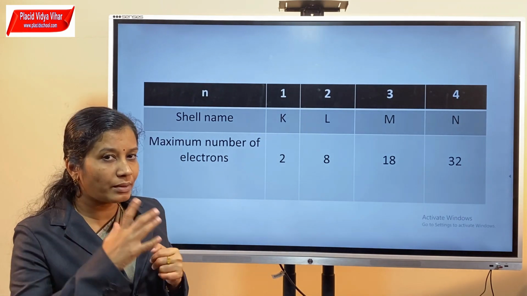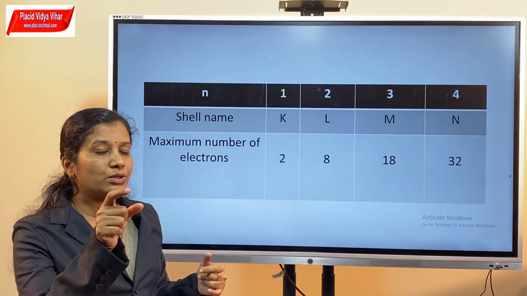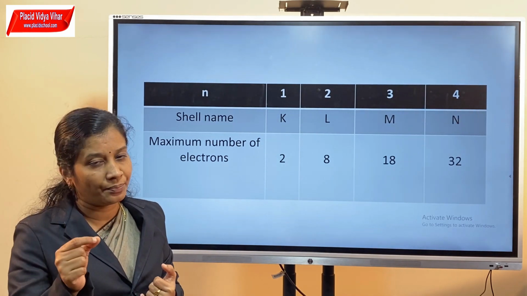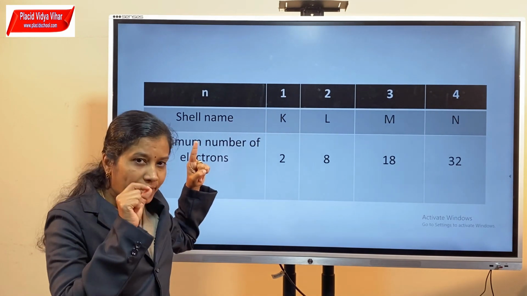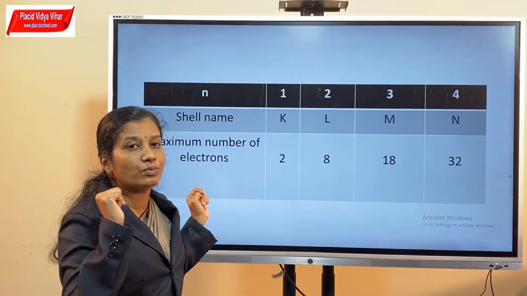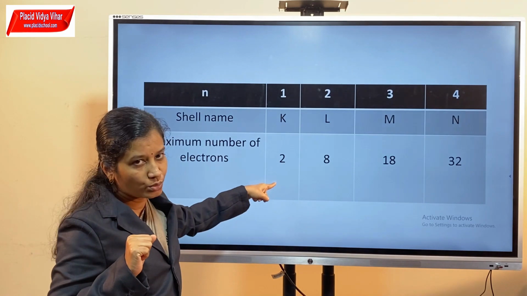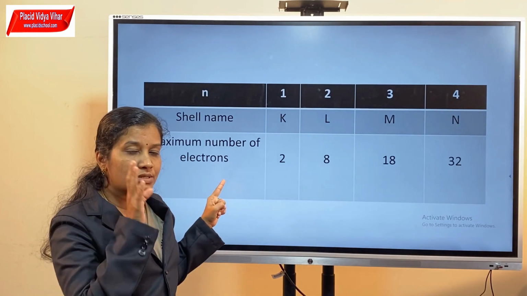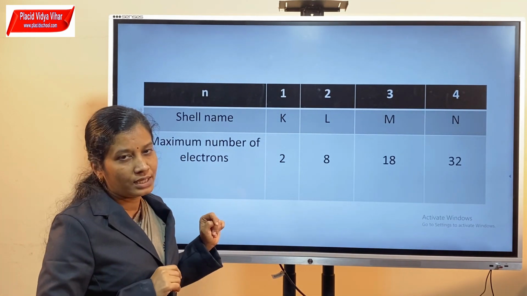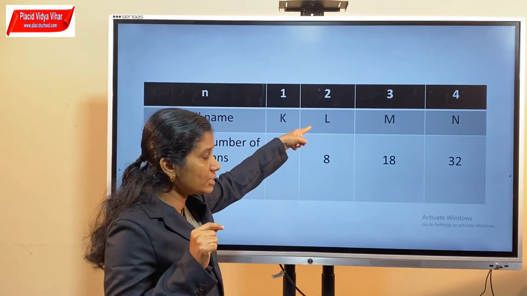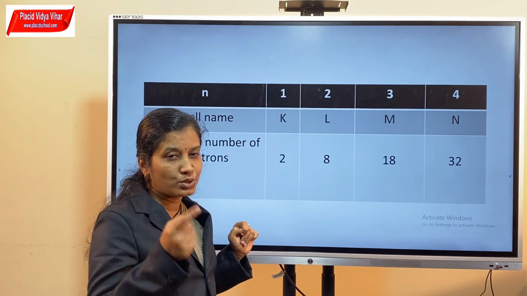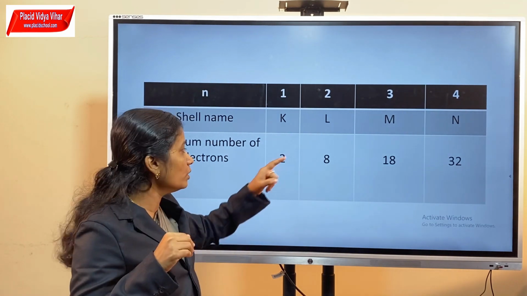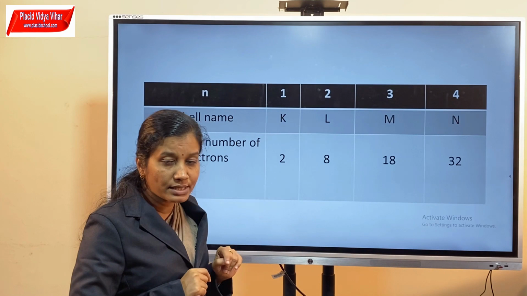Then how can we find out the maximum number of electrons in each shell? By using the formula 2n square. In the first shell, according to that formula, n is equal to 1. So n square means 1. 1 into 2, 2. So the maximum number of electrons in the first orbit is 2. Then the second shell, that means the L shell, n value is 2. So 2 into 2 square. 2 square is 4. So 4 into 2, 8. So the maximum number of electrons is 8.